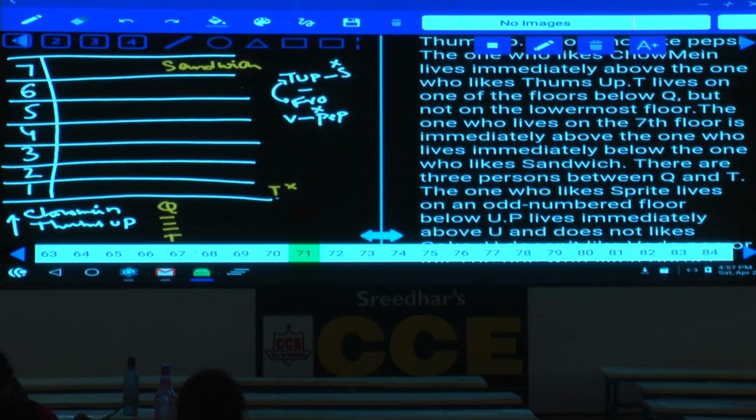Done with this? Then how many possibilities do we have? If T is on the 2nd floor, this Q can be on the 6th floor, or Q is on the 7th floor, T can be on the 3rd floor. And so how many possibilities? We have 2 possibilities.